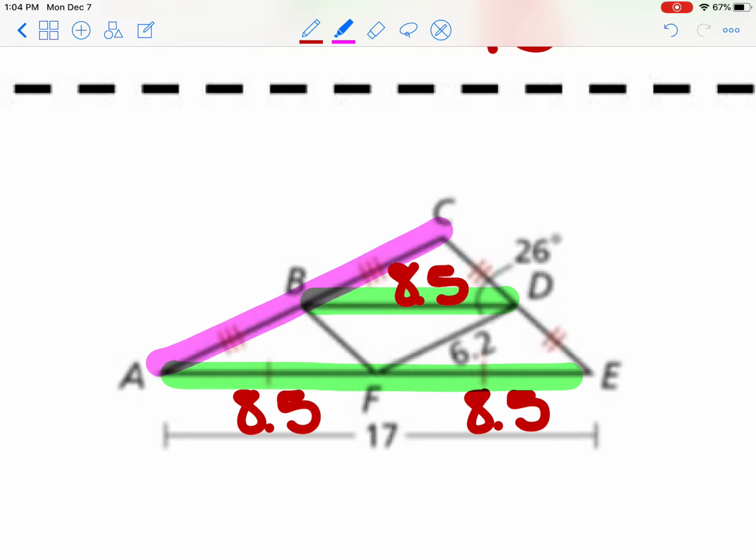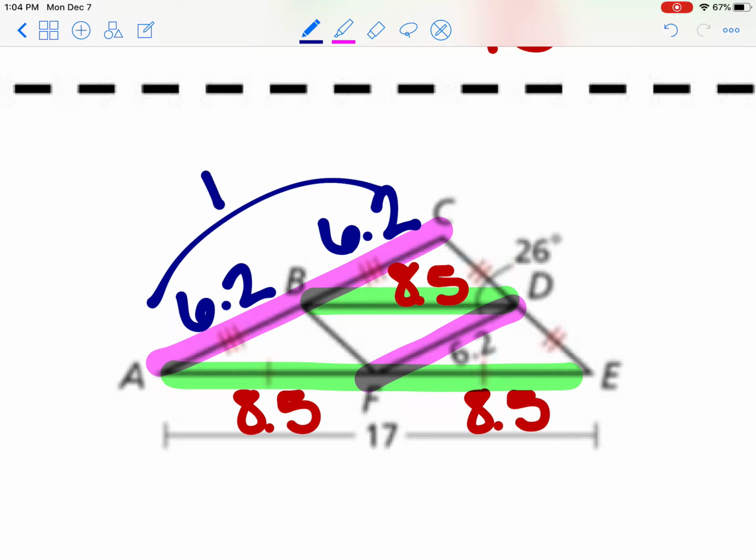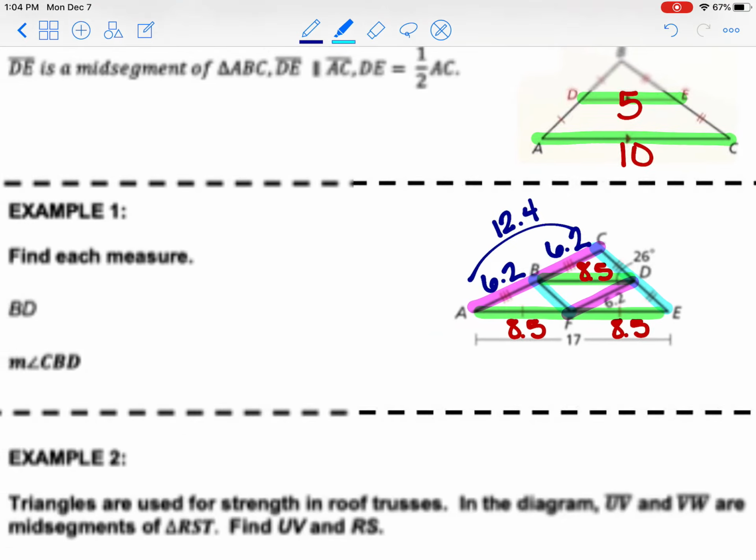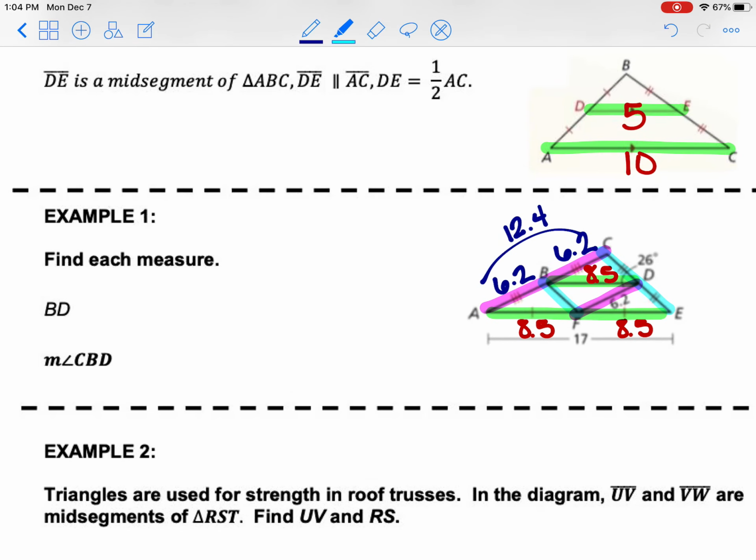Now, let me change colors here. If I look at this segment here, AC, who is parallel to that one? DF. So then that would tell me that this would be 6.2 and this would be 6.2. And if I wanted to combine them together, that would give me a length of 12.4. They all have that special length. And then the third midsegment, let me change colors here, BF is parallel to CE. So BF would be half of line CE. We just don't have a measurement to compare them to.